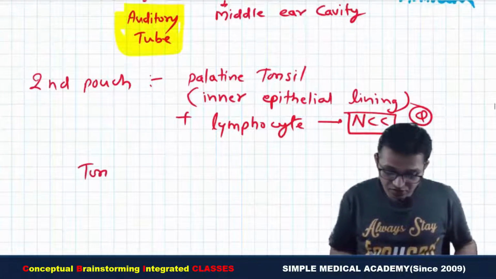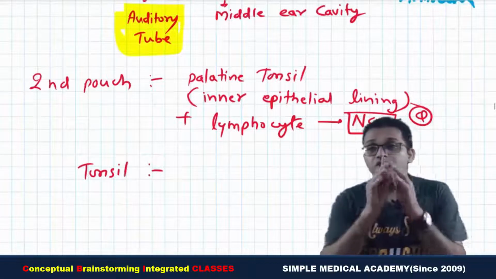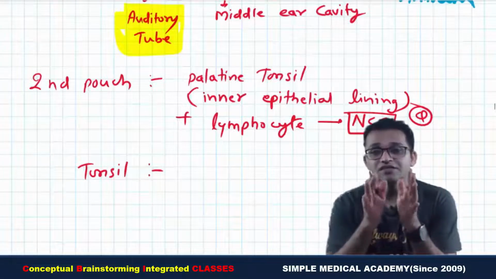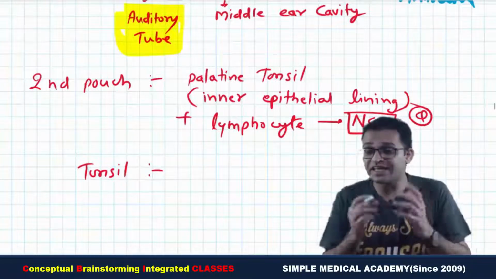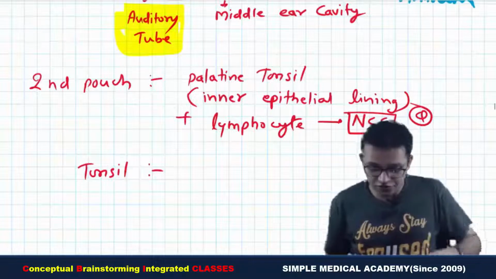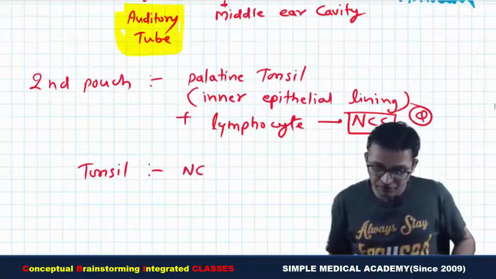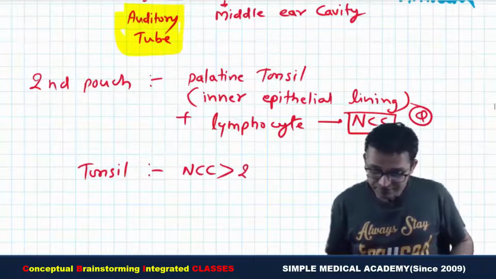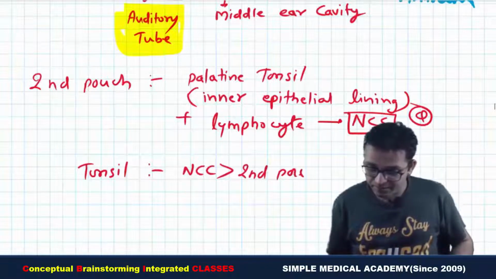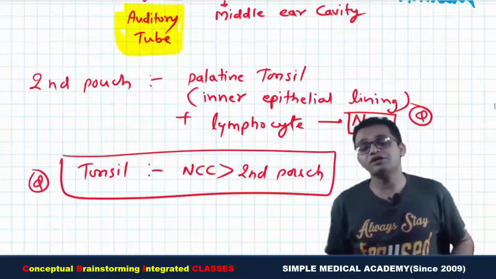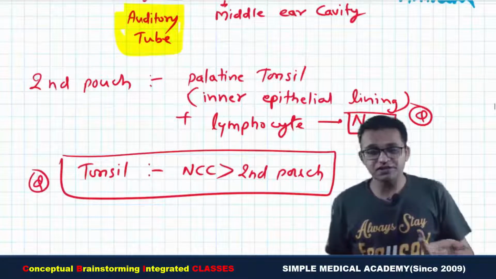Yes, tonsil. What are the tonsils? We will study them in Waldeyer's ring. Tonsils are nothing but aggregations of lymphocytes. So mainly the tonsil is lymphocytes and connective tissue. So the tonsil develops from neural crest cells, and then you will opt for the second pouch. So this is your recent update according to Langman, Larsen and Gray's Anatomy.